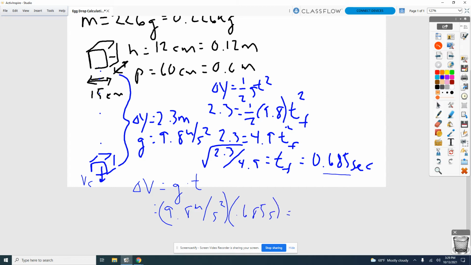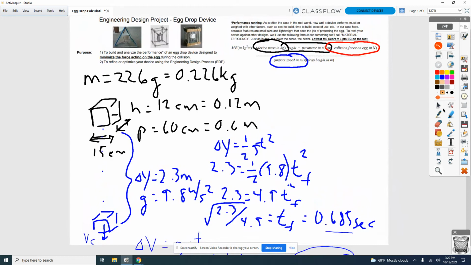So I just simply multiply those two numbers together, and I get that its speed of impact was about 6.7 meters per second. So how fast did it hit the ground? If it fell from 2.3 meters, 6.7 meters per second. So up here, 6.7 is this number there.